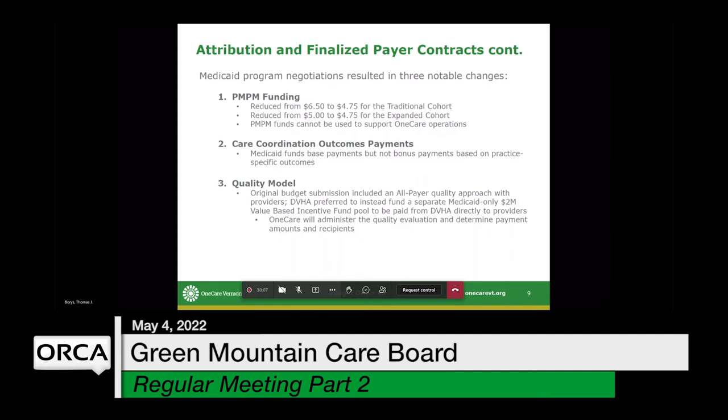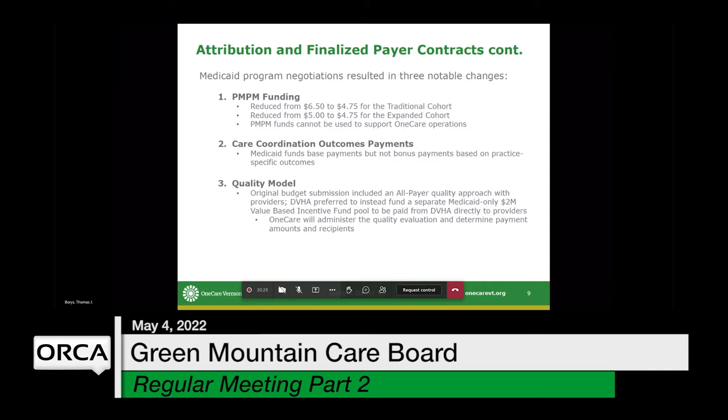First, we have PMPM funding. The amount that OneCare receives has been reduced from $6.50 PMPM to $4.75 PMPM for the traditional cohort and $5 PMPM down to $4.75 for the expanded cohort. So that is a revenue reduction to OneCare.